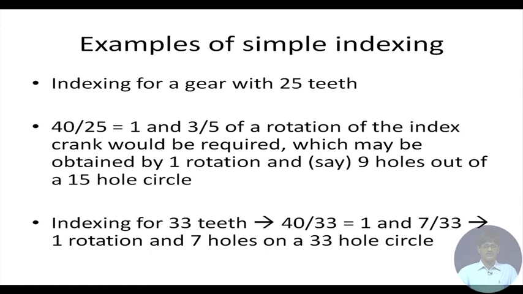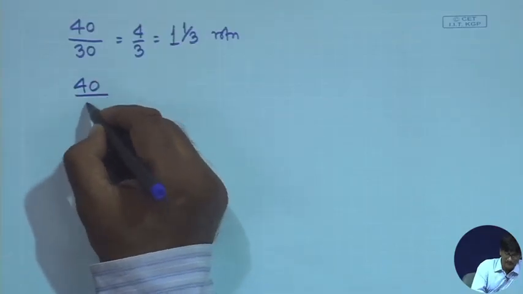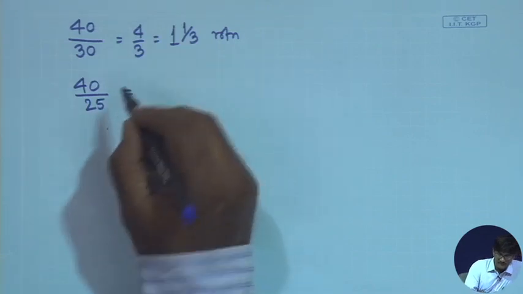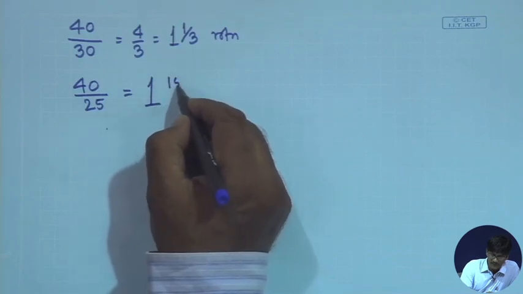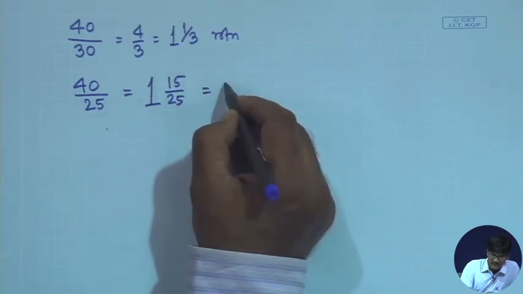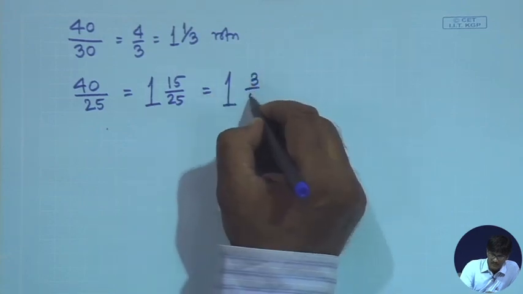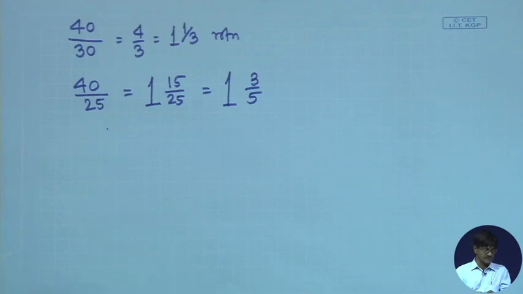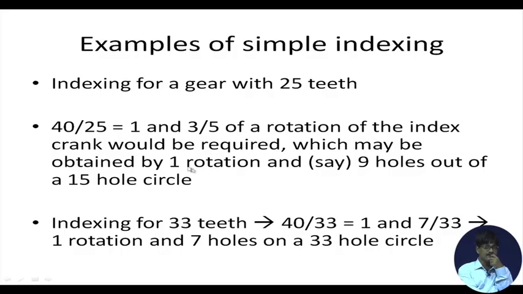40 by 25. 40 by 25 must be equal to, let us divide it, 40 by 25. So, we have 1 full and then 15 by 25, which is equal to 1 and 3 out of 5. Okay. This much amount of rotation. Coming back to the screen, we have 1 3/5 of a rotation of the index crank would be required, which may be obtained by 1 rotation, and say 9 holes out of a 15 hole circle. 9 by 15 is equal to 3 by 5, that is it.